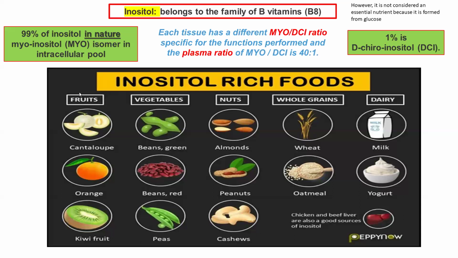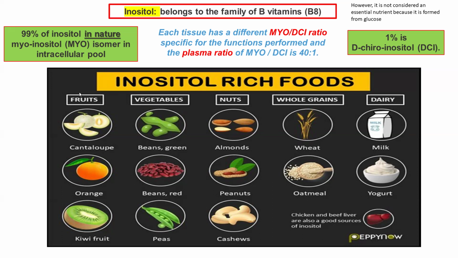You know that inositol is just a sugar, and it was considered as vitamin B8, as one of the members of the vitamin B group, but this is a misnomer as it is not an essential nutrient, and it is formed from glucose. And 99% of inositol in nature is the myo-inositol isomer, while only 1% is dichiro-inositol.